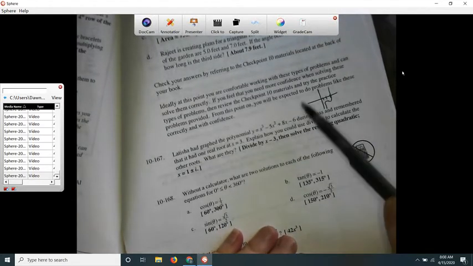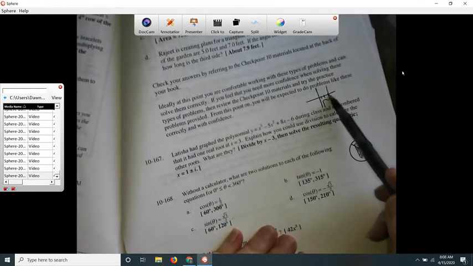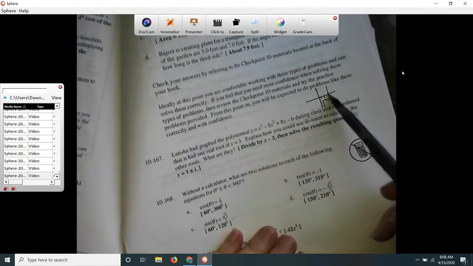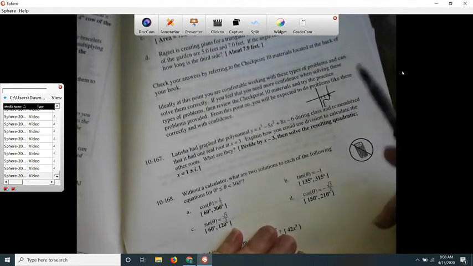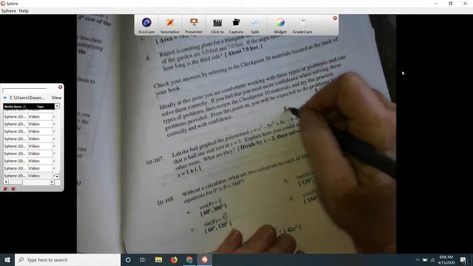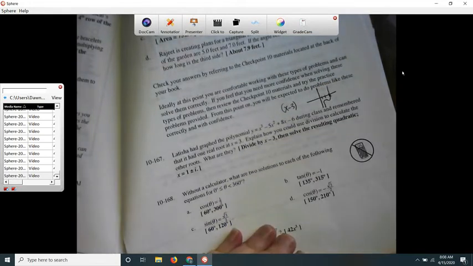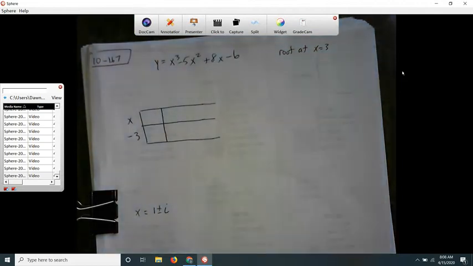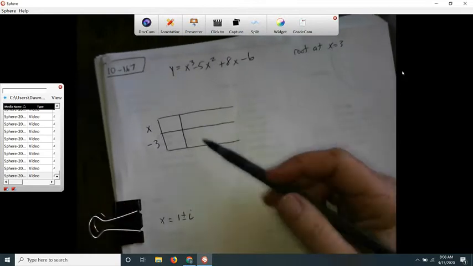So since we know it has a root at x equals 3, then we know that x minus 3 must have been one of the factors. And we know it's a cubic. So we're going to divide by x minus 3. So we're going to do some polydoku right here. Okay, so we're dividing by x minus 3.